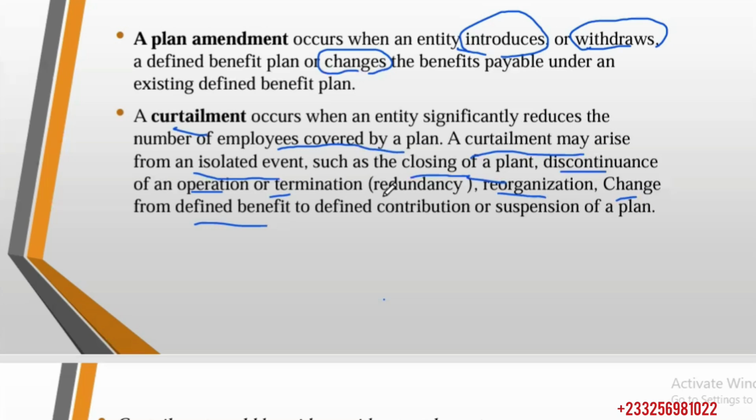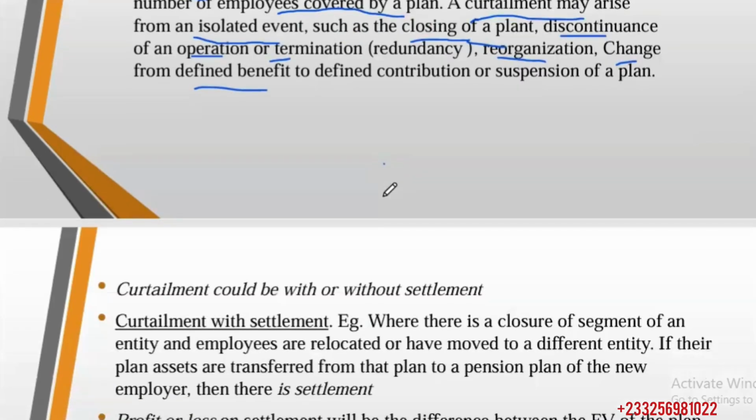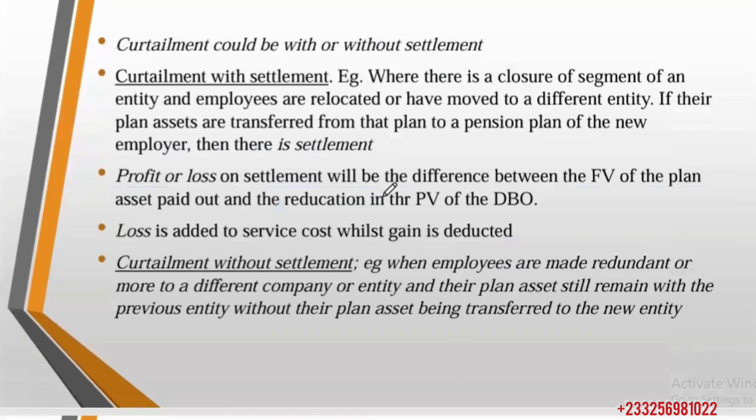Redundancy is one of the most common. Employees can be made redundant, or some can be fired, or their appointment can be terminated, and therefore they might move to different organizations. When that happens, they are moving from the entity's scheme, from the entity's asset, to a different entity's pension scheme. So they can move from the old employer's pension plan to the plan of a new entity, right? So curtailment can reduce the number of employees. Let's continue and look at what we have here.